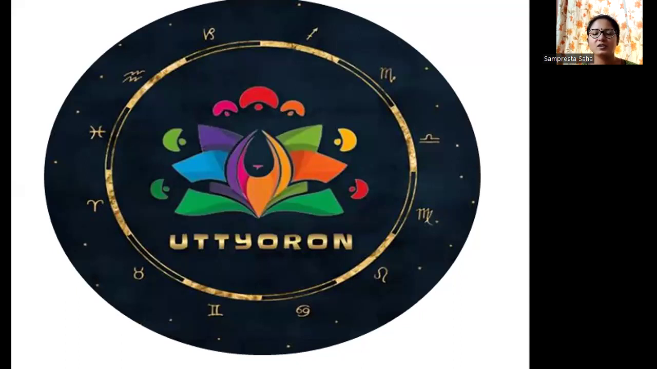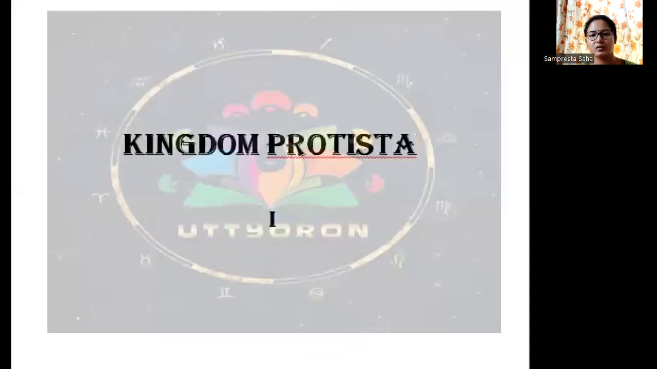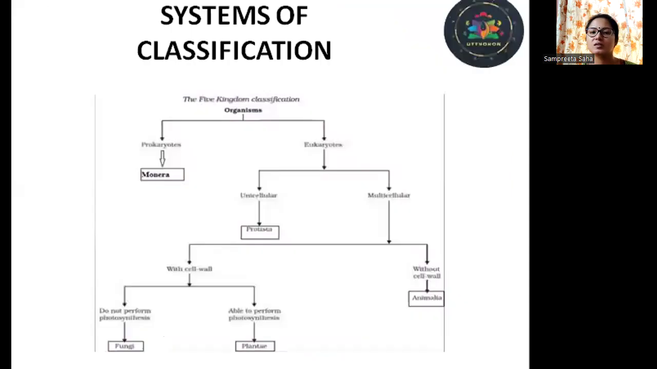In the previous video, we have discussed about the kingdom Monera. In this video, we will be discussing about the kingdom Protista, which is part of the main heading biological classification. So what is the position of Protista, students, in the five kingdom classification?